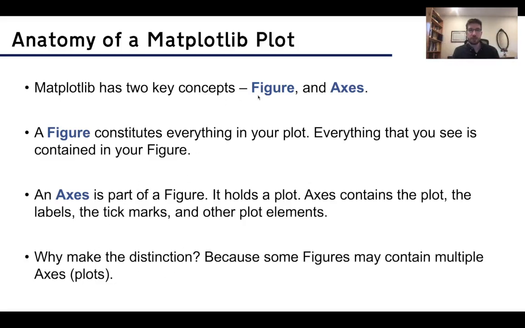So why is there this distinction? Because some figures may contain multiple plots, right? You might have two plots side by side. That would be two axes side by side, and they're contained in one large figure object. Okay? So a figure is everything, and the axes is a specific plot inside that figure, because you might have multiple plots, for example.